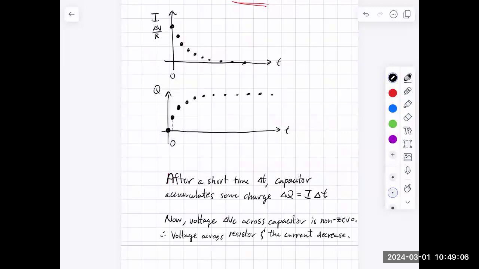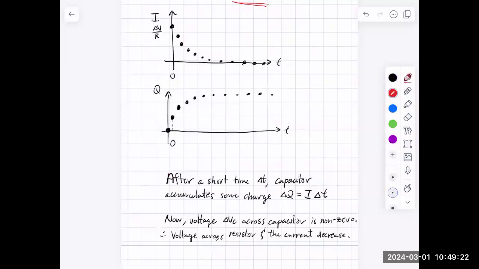And when it's fully charged, the voltage across it no longer changes, and it ends up being exactly equal to the battery voltage. And that means there's no voltage across the resistor and the current goes to zero.